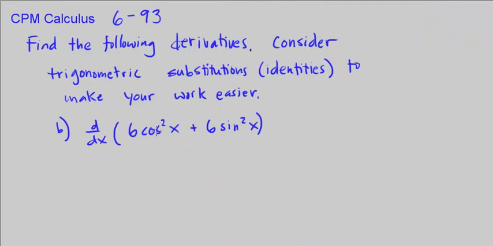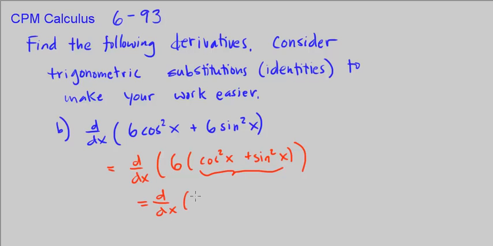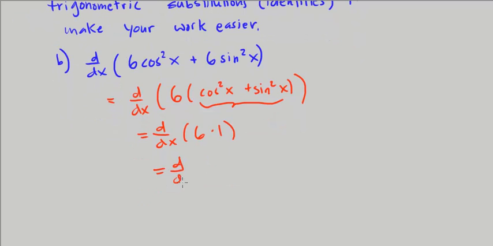Part B, here we're trying to find the derivative of 6 cosine squared x plus 6 sine squared x. This one's going to be pretty easy. I'm going to leave it as the derivative form, but I'm going to simplify it first. I'm going to factor out 6, and then we have cosine squared x plus sine squared x. Right? This right here we know is 1. So it's the derivative of 6 times 1. Well, what's the derivative of 6 times 1? That's just the derivative of 6. That's a constant, so we know the derivative is 0. Okay, so again, this one we use the identity cosine squared x plus sine squared x equals 1.